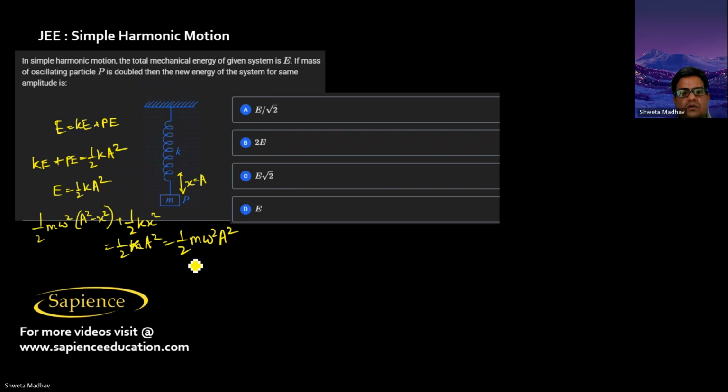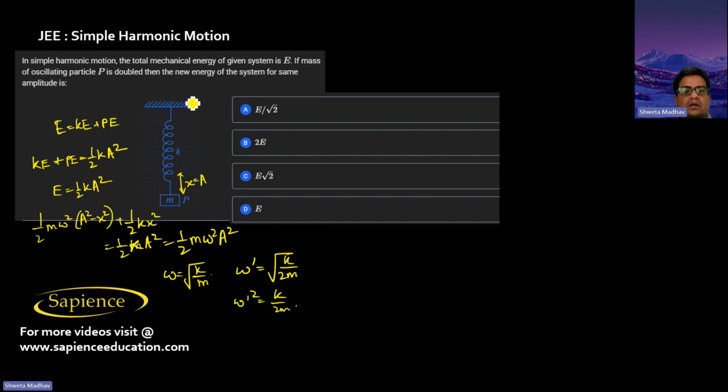Now omega is equal to root over k by m. So if mass is doubled, then the frequency also will change. The new frequency will be root over k by 2m in that case. And omega dash square is k by 2m. And mass is also 2m. So 2m and 2m will get cancelled.